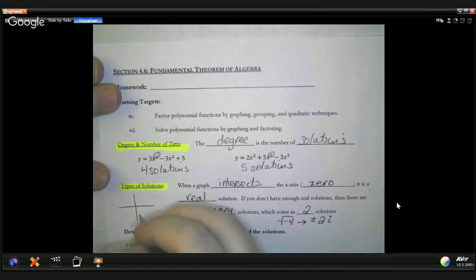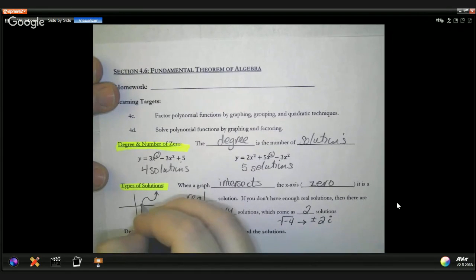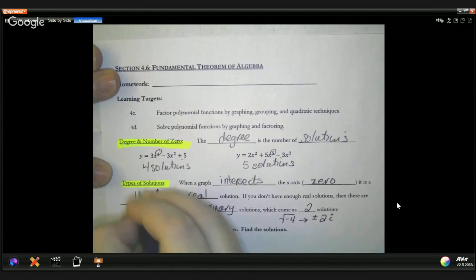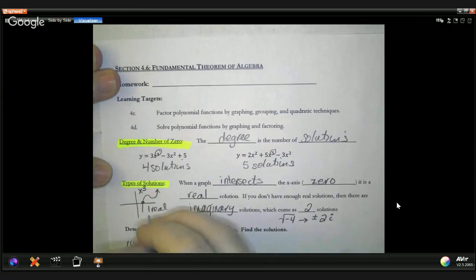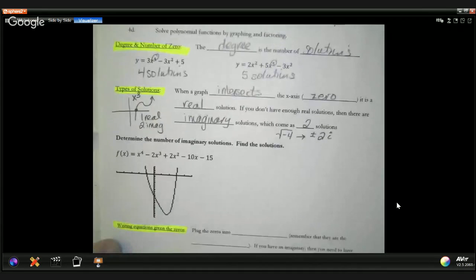An example would be if I'm supposed to have 3 answers, but I only have 1 real, but I'm supposed to have 3 because it's x to the 3rd, so then that means I have 2 imaginary. So what's going to happen is we will always try and find the real answer first, and sometimes we're going to use graphing calculators to find it, and then after that, we will go ahead and see what other answers we can find.